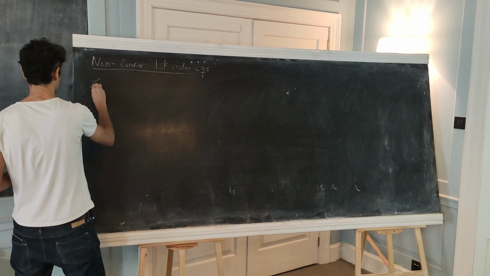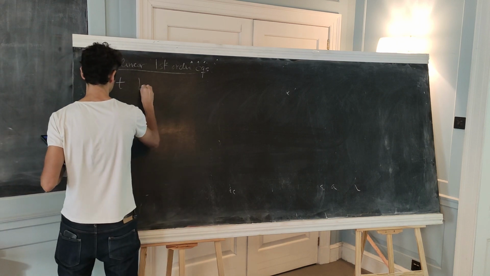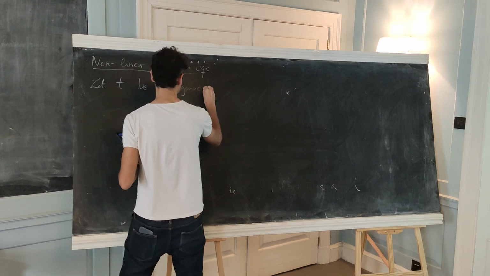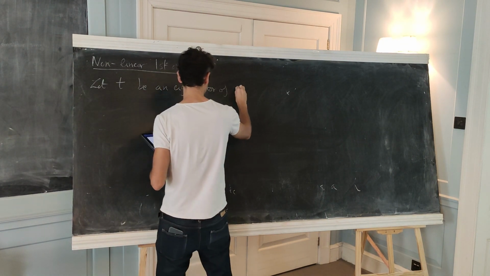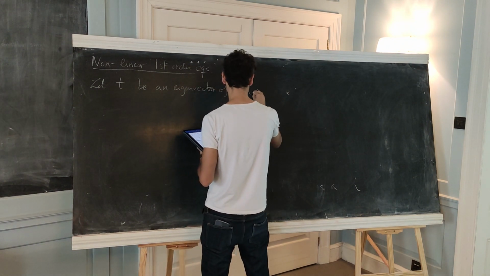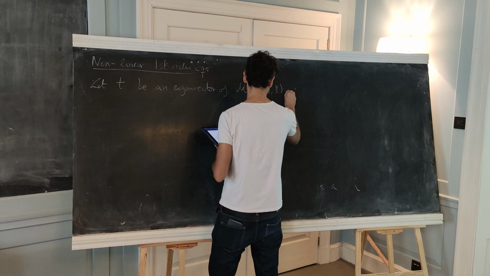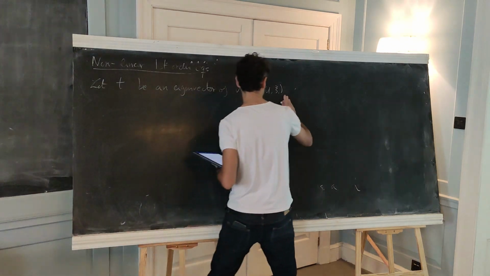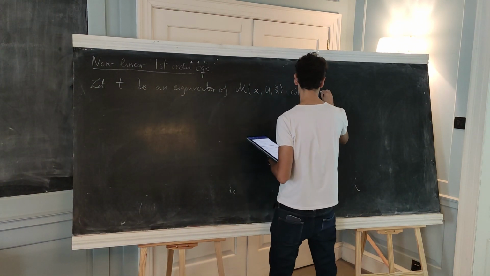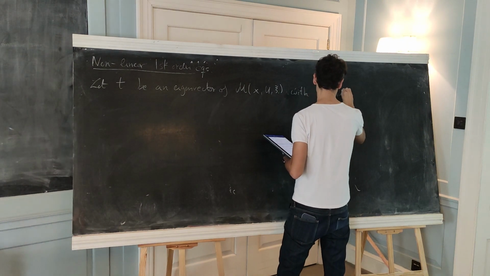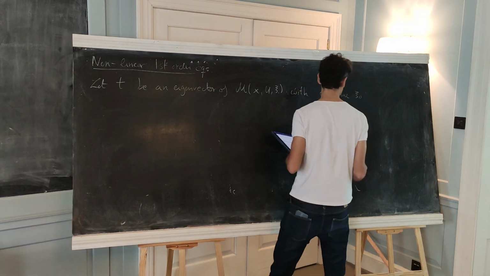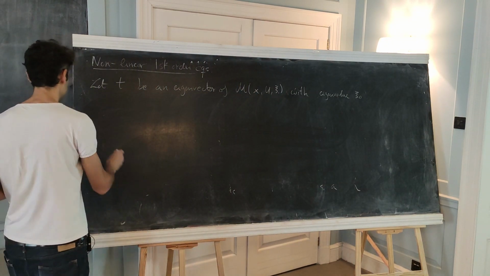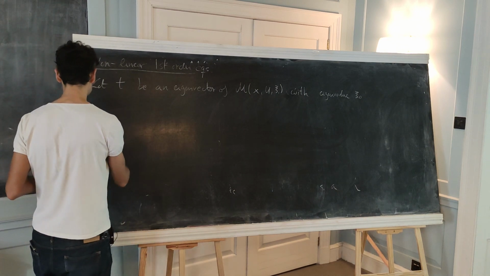So let T be an eigenvector of the principal part. So in this case, with eigenvalue, and let me call it xi naught, and that's already suggestive of where we are going. So then, this implies that this eigenvector satisfies the following equation.